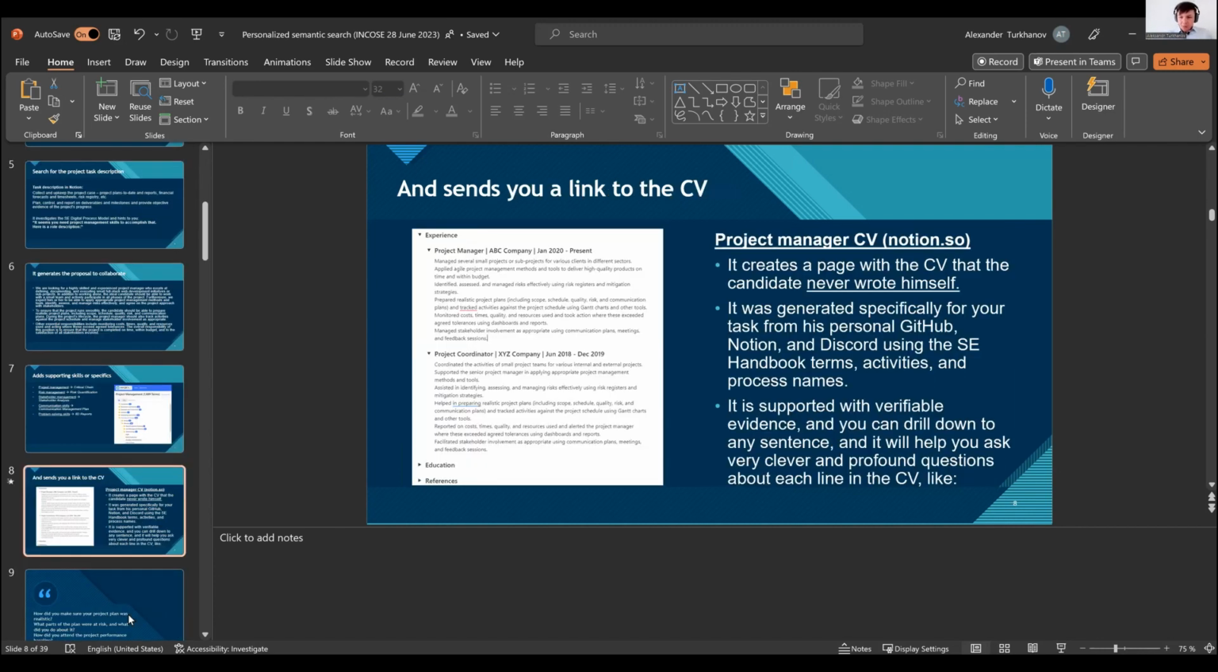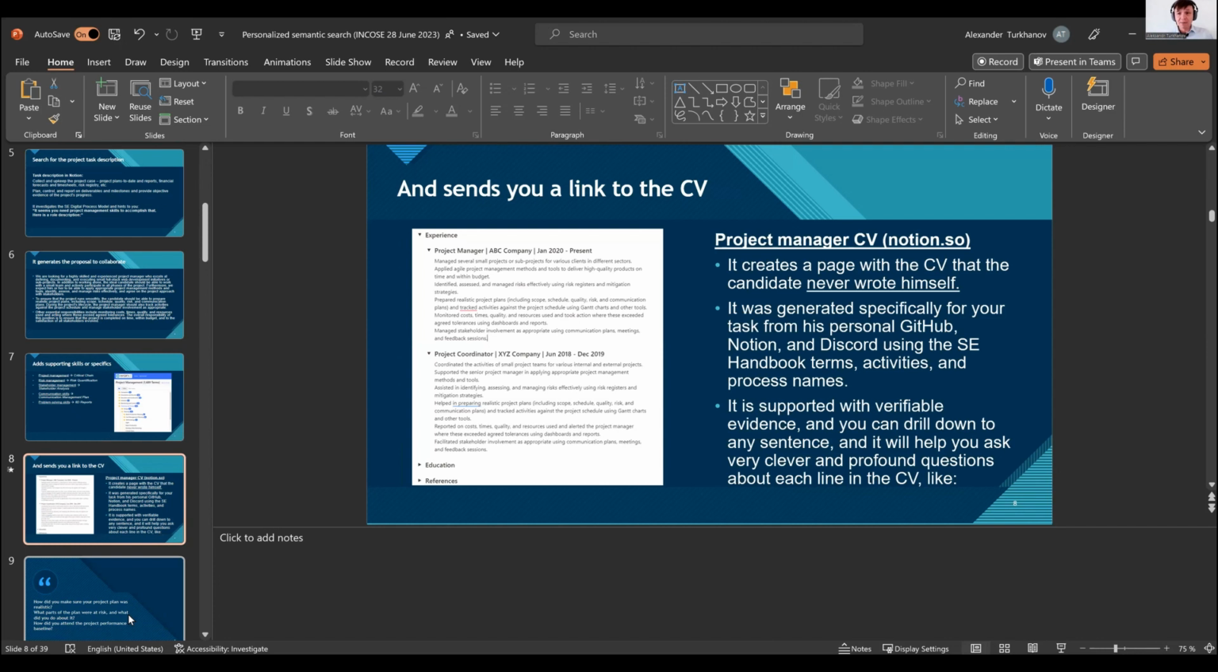Okay, and I say, find me the person who can be a good fit. And it goes and it creates me a new page in my Notion workspace for this project, and sends me the link. And I see here a CV. And I say, okay, that is pretty good. Again, this is a machine generated CV. Okay, this is a pretty good CV.